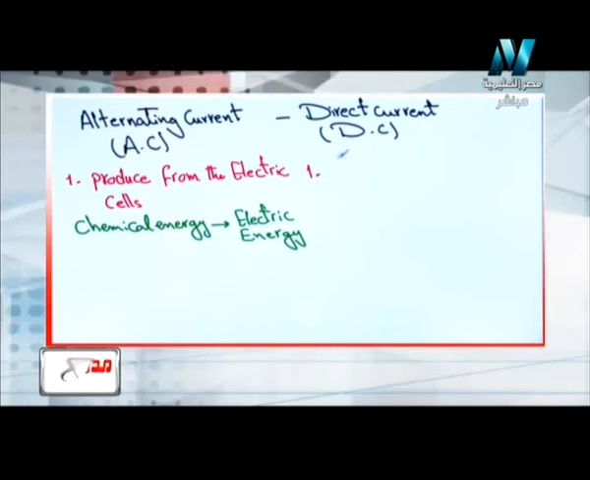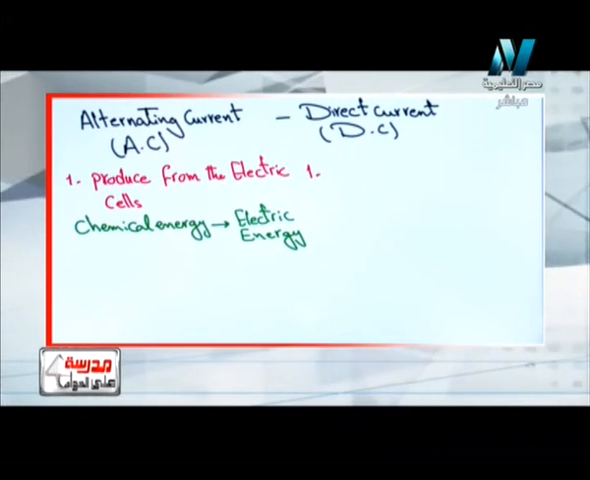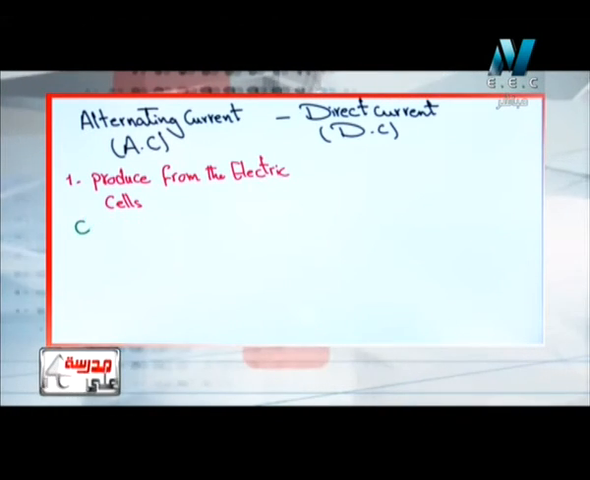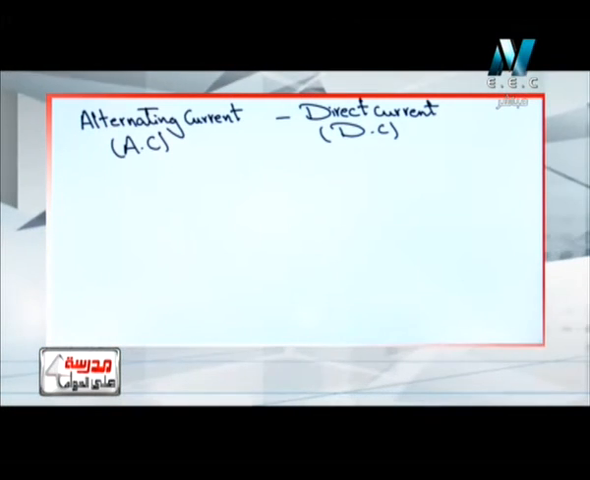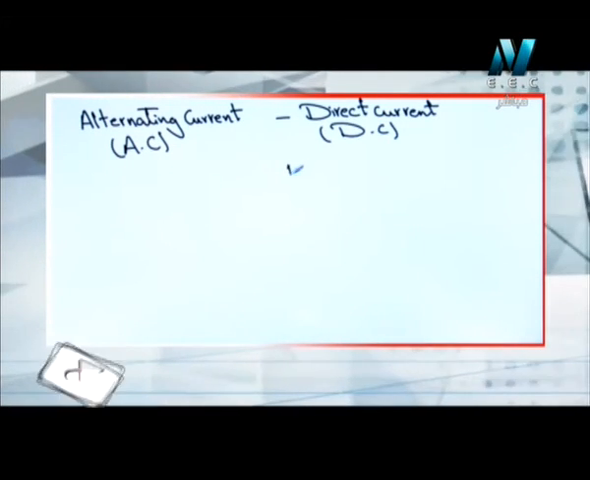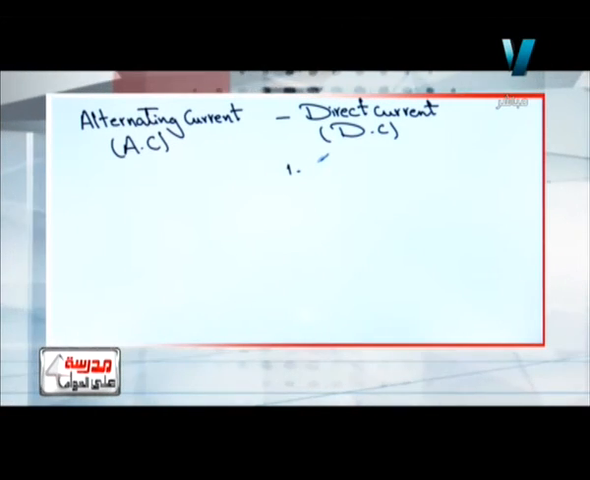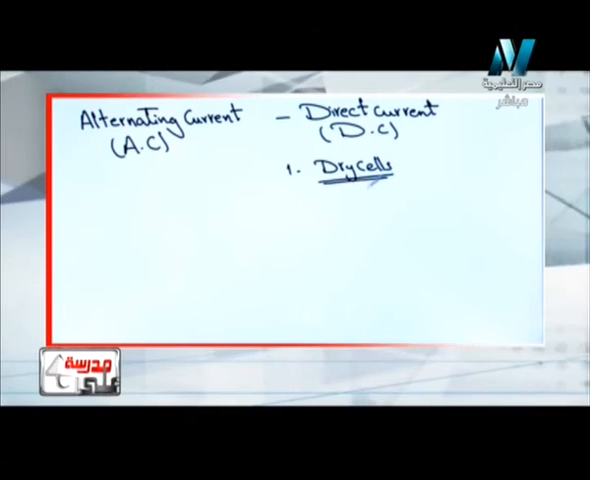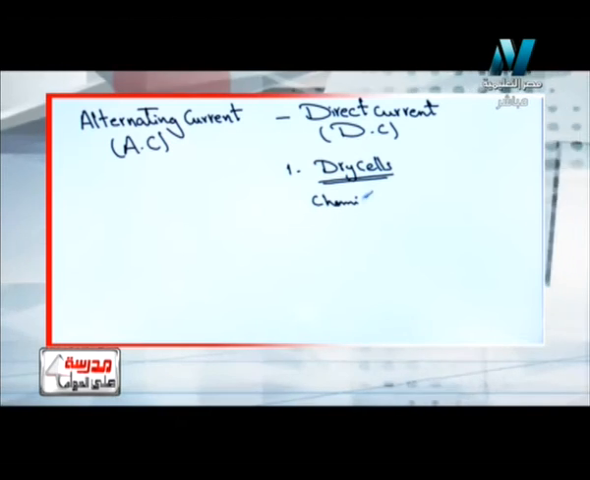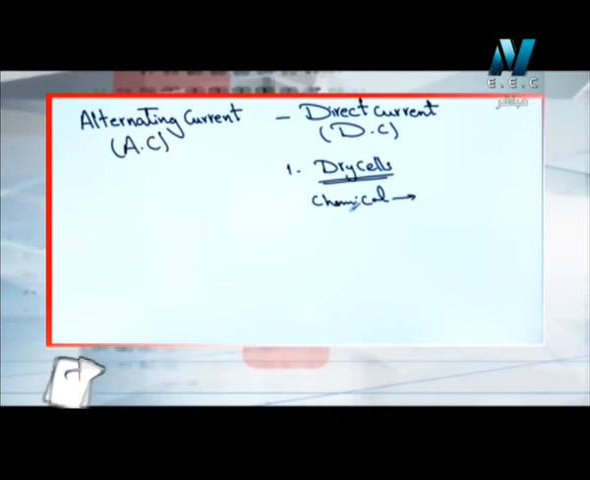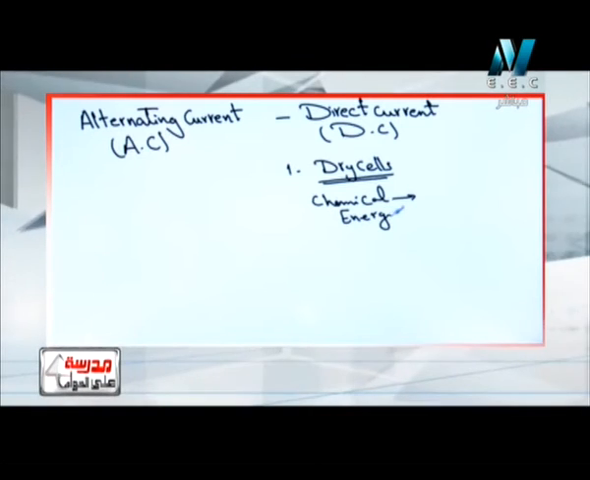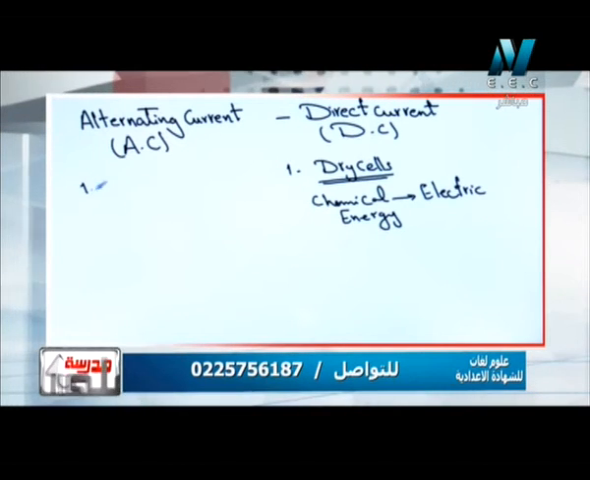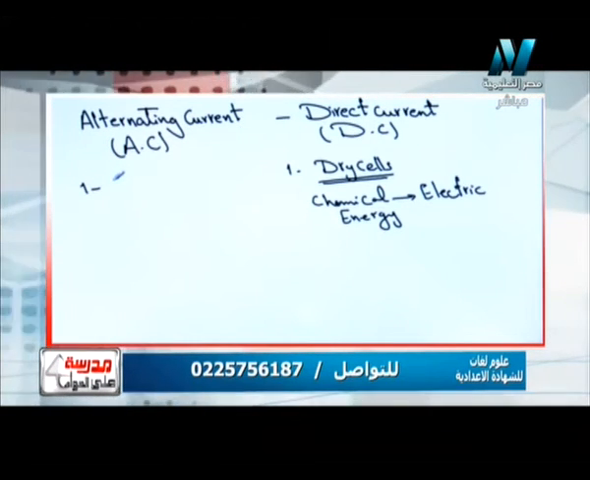Here we have direct current. Sorry, I will change a word and rewrite it here. So direct current is produced from dry cells or from electrochemical cells. It changes the chemical energy to electric energy.